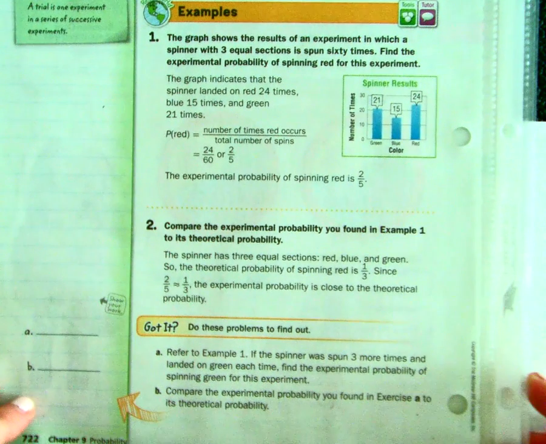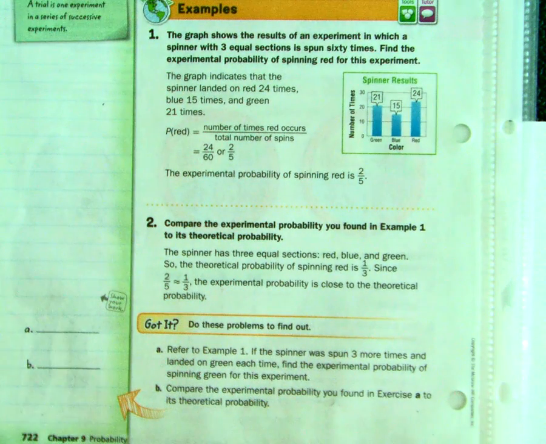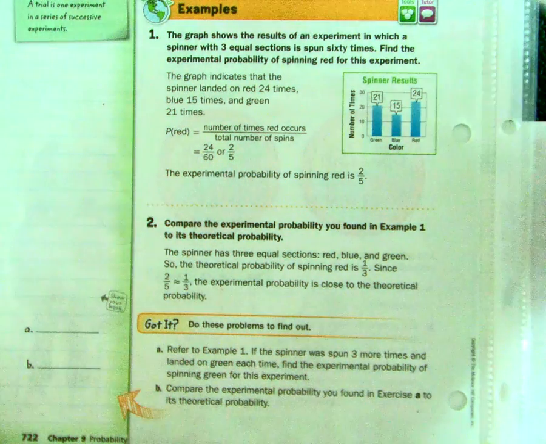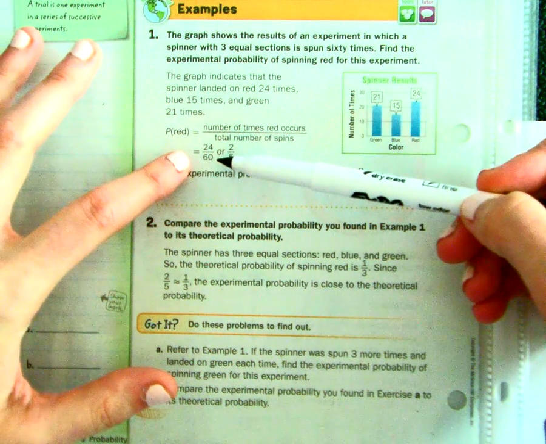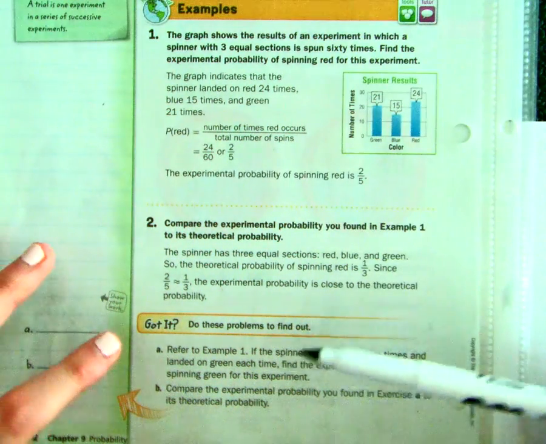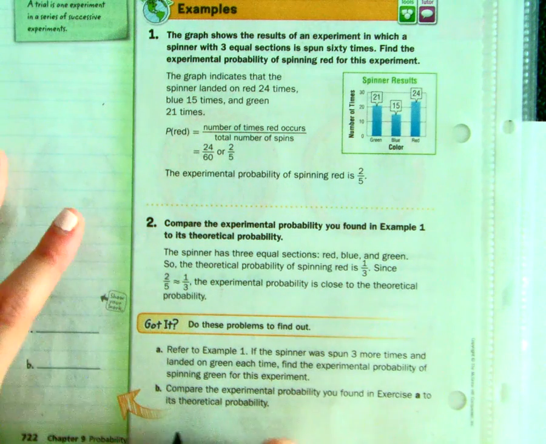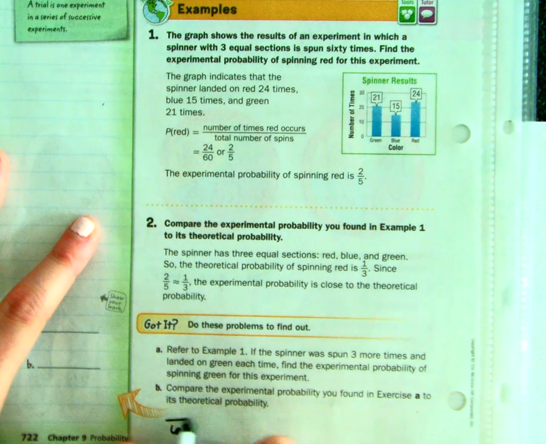If the spinner was spun 3 more times and landed on green each time, find the experimental probability of spinning green for this experiment. Whenever we're finding probability, we always start with how many possibilities we have. So what's the total number of possibilities? If we go back up to Example A, it told us that we had 60 total spins. Now we just spun it 3 more times. So in our problem, we really have 63 times that we spun that spinner.